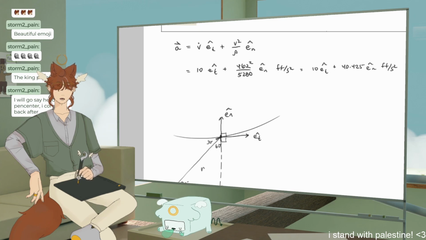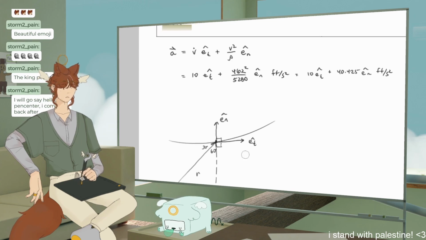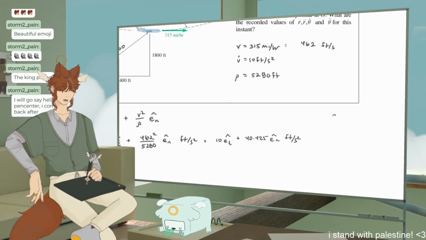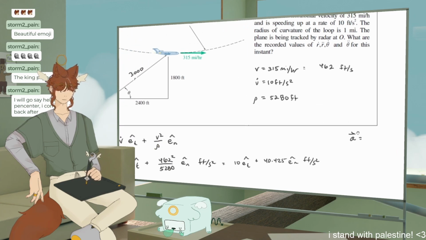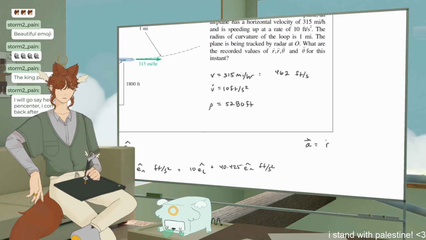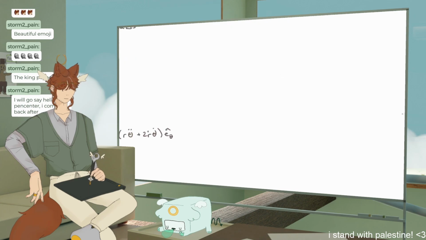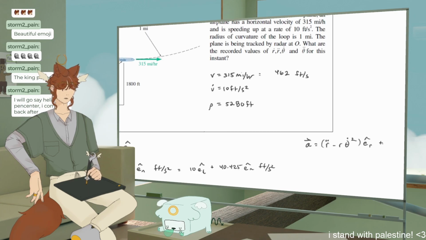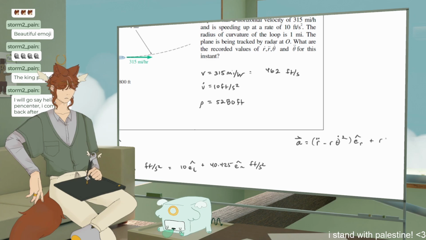Let's experiment a little. We can write down our other guiding equation. That would probably be smart. So the other one we have is this one right here: r double dot minus r theta dot squared is our ER, plus r theta double dot plus 2 r dot theta dot.